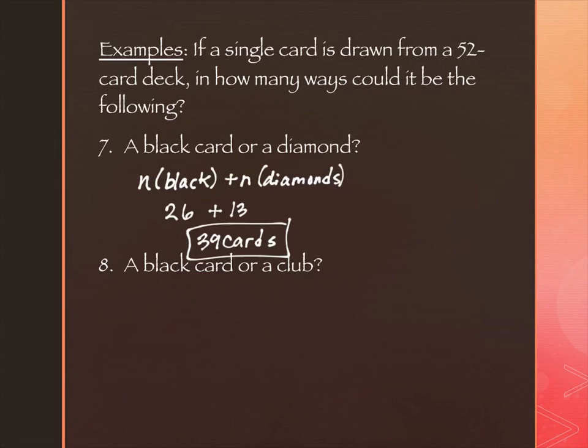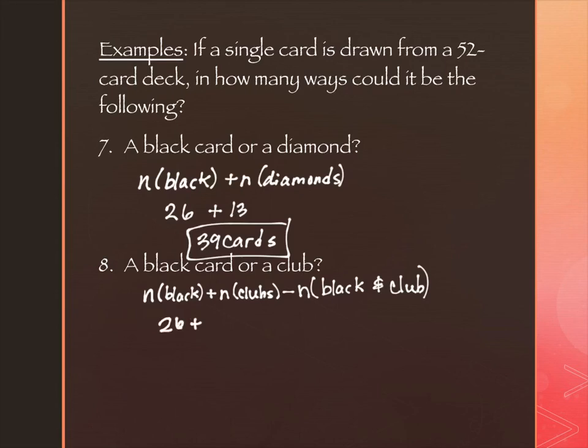Last one, black card or a club, do they overlap? Yes, these overlap. So we're going to have the number of black cards plus the number of clubs minus the number that are both black and club. How many black cards are there? 26. How many clubs are there? 13. Good. How many cards are both black and clubs? The same 13.